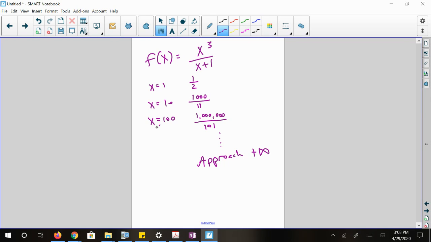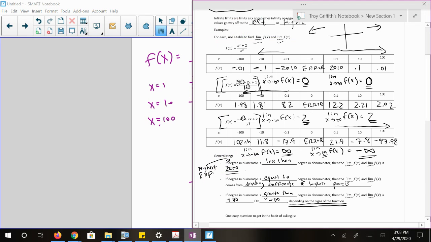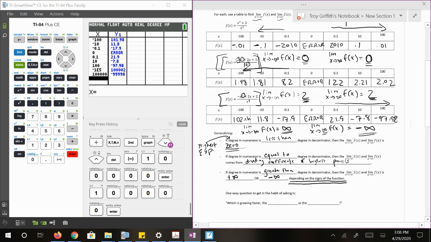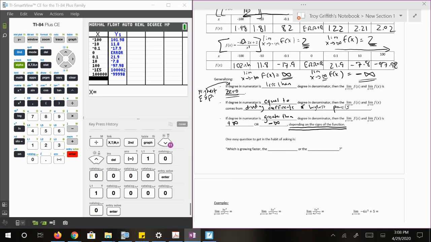Now I know we're taking a long time on this front side. This is actually the longest conceptual part of today, which is why I'm spending so much time on it. A great question that you can ask yourself anytime you're trying to evaluate these limits as we approach infinity is to ask, which is growing faster, the top or the bottom? If you can identify which one's growing faster, it makes it a lot easier to conceptualize what's happening with the limit.